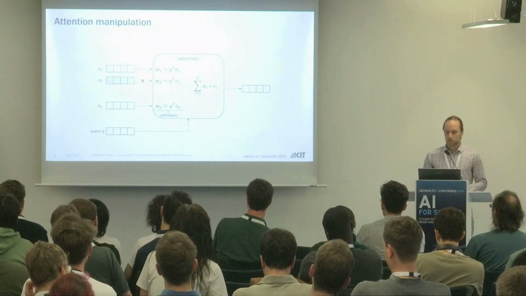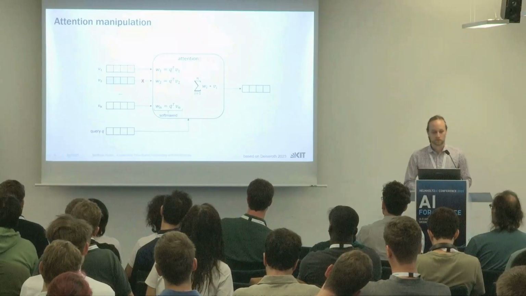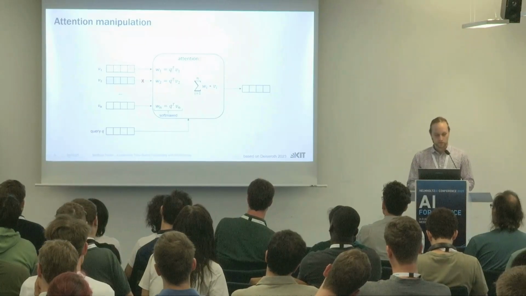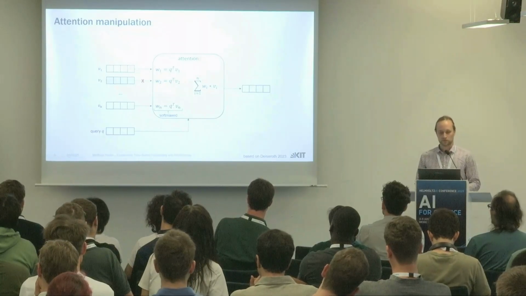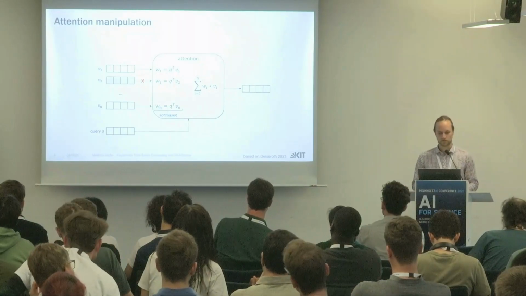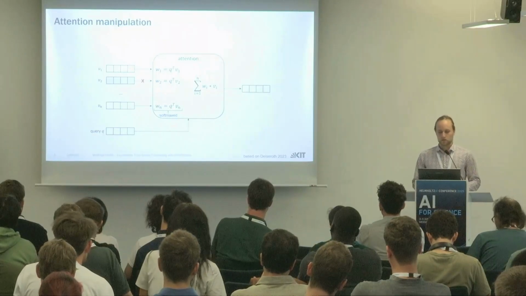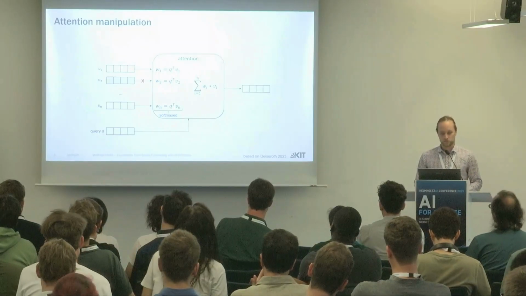And second, we get rid of the sampling by using a mechanism called attention manipulation. Attention basically computes a weighted average of vectors v1 to vn, where the weight is determined by the dot product of the vector with some query vector q. Now we can make use of this and manipulate these weights.